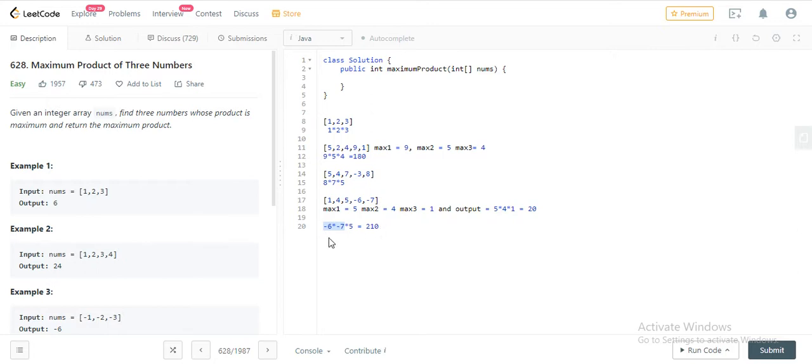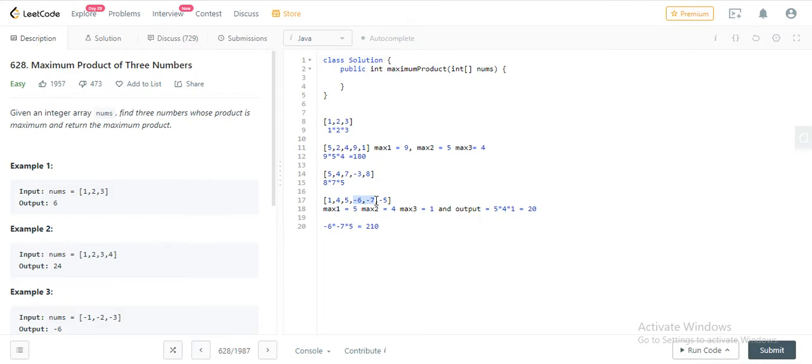Now if there's another number, minus 5, suppose, then we can ignore one of these three numbers, because if we multiply all three negative numbers, the output will be negative only. So basically, if we are considering negative numbers, we need to consider just two numbers.